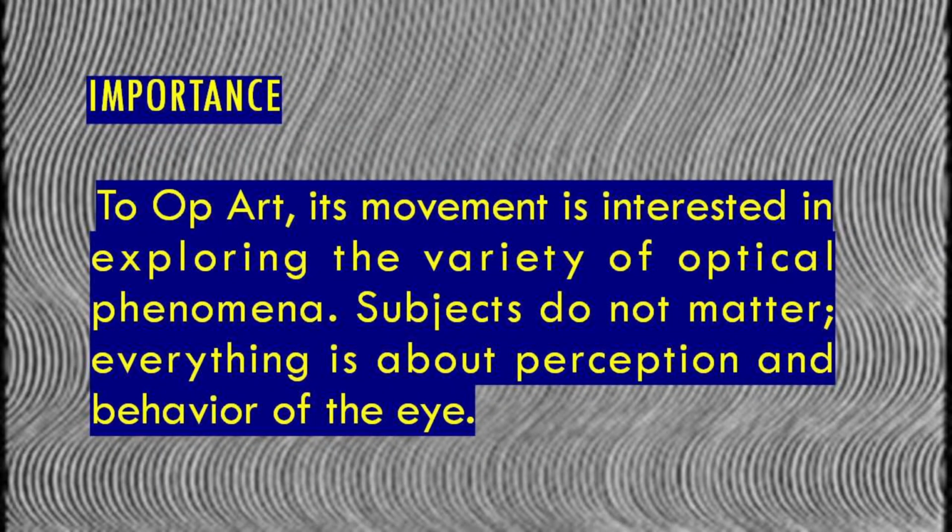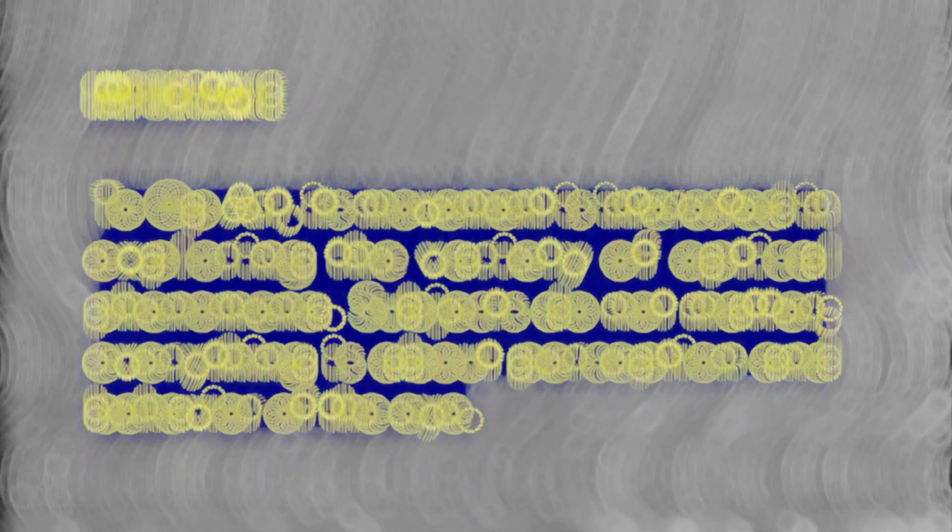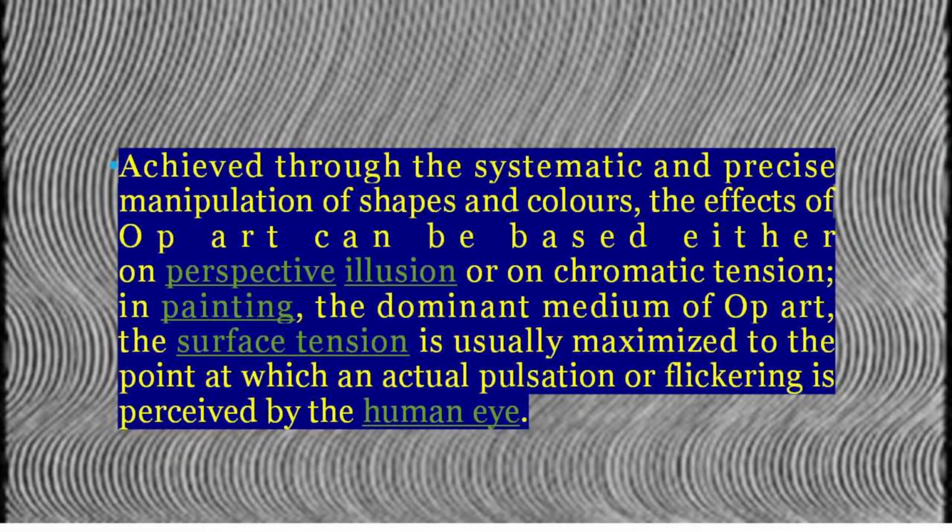Op art movement is interested in exploring the variety of optical phenomena. Subjects do not matter. Everything is about perception and behavior of the eye. Op art is achieved through the systematic and precise manipulation of shapes and colors. The effects of op art can be based either on perspective illusion or on chromatic tension.